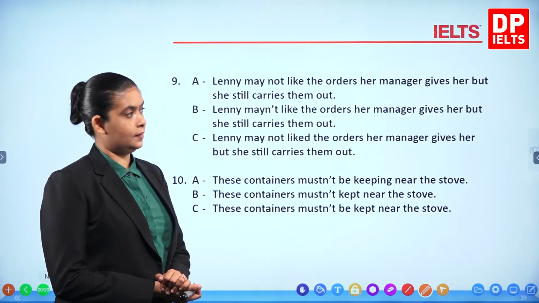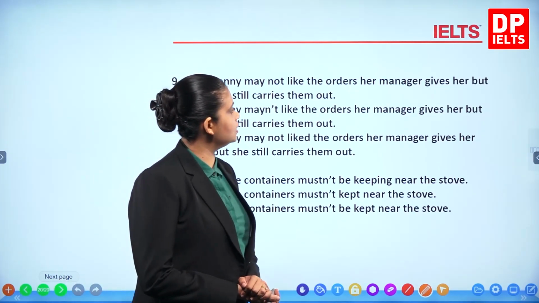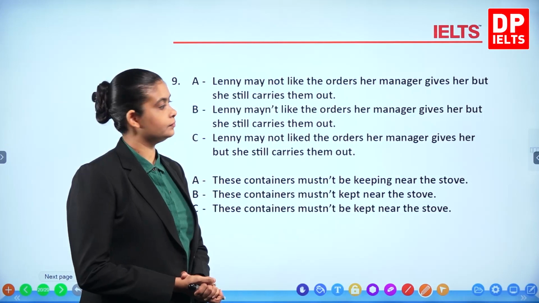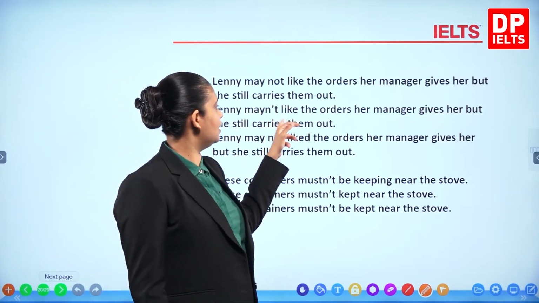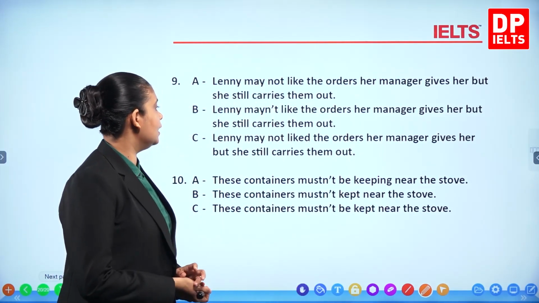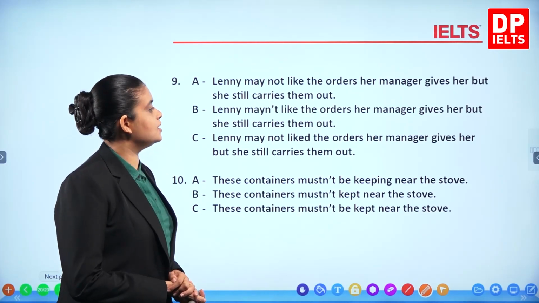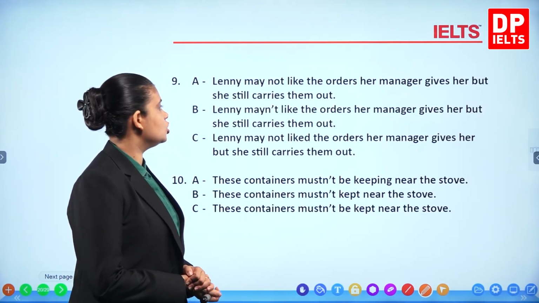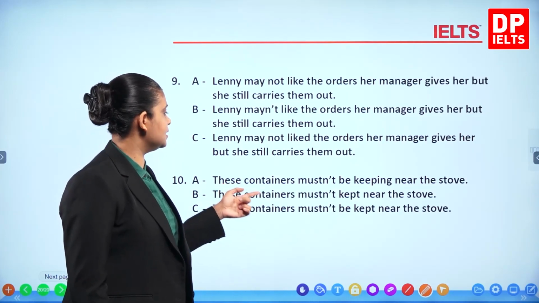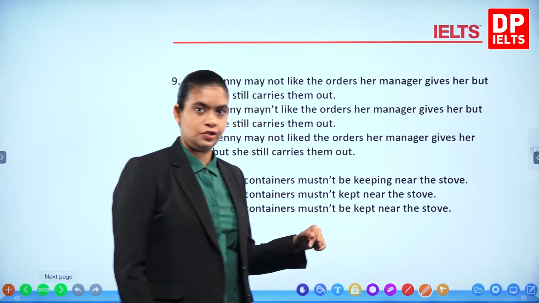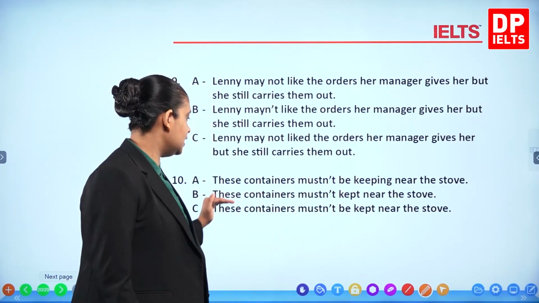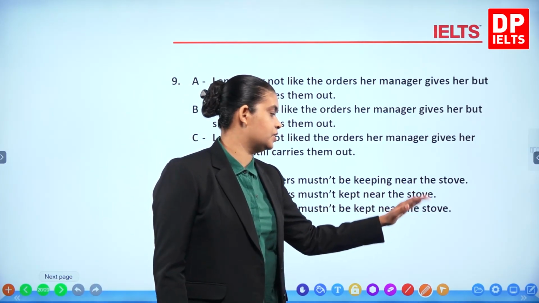The last two. Lenny may not like the orders her manager gives her, but she still carries them out. Lenny mayn't like the orders her manager gives her, but she still carries them out. Lenny may not like the orders her manager gives her, but she still carries them out. The last one: these containers mustn't be keeping near the stove. These containers mustn't kept near the stove. These containers mustn't be kept near the stove.